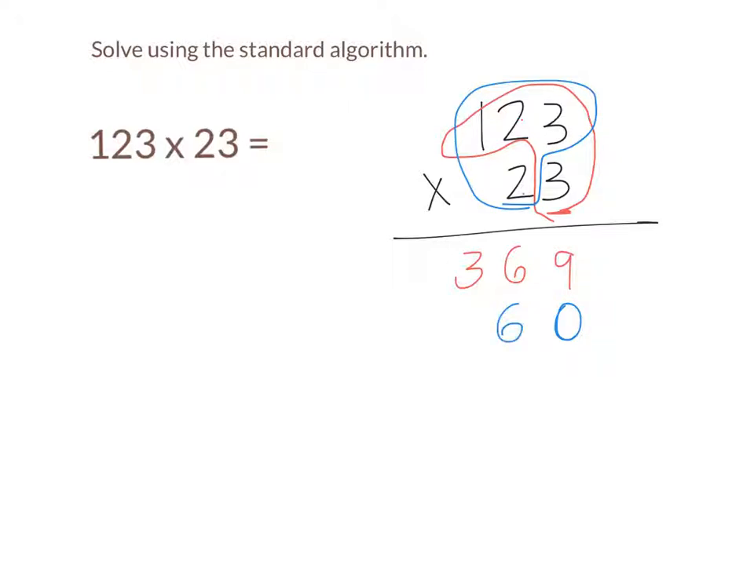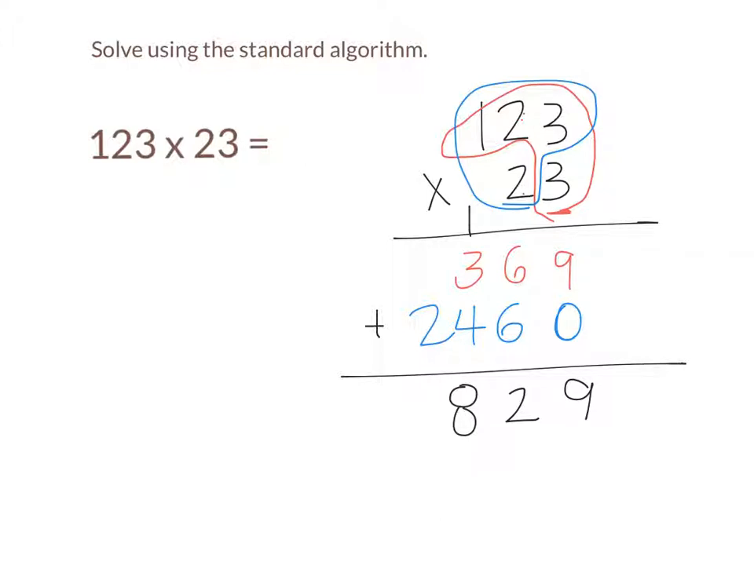Now we can do 2 times 3, which is? 6. 2 times 2, which is? 4. And 2 times 1, which is? 2. That means that 123 times 20 is 2,460. Now, both of these are partial products, so in order to find the full product, we need to add them together. How many ones do we have all together? 9. How many tens do we have all together? 12. Be careful, it's not that we have 2, we have 12, but we're going to write 2 and then regroup them. How many hundreds do we have? 8. And how many thousands do we have? 2.